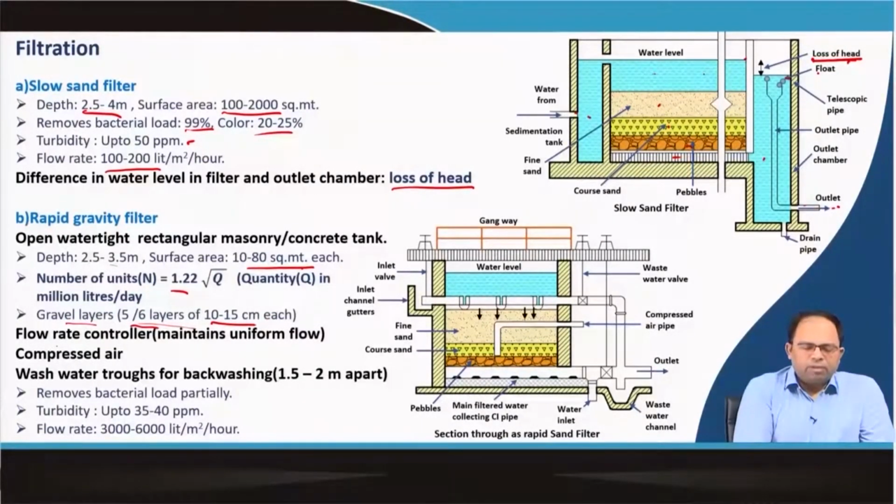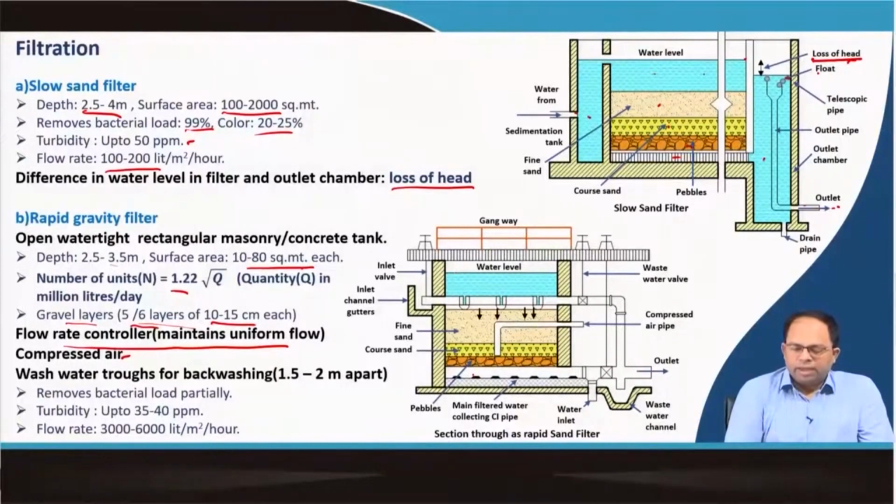And we have a flow rate controller which maintains uniform flow, and compressed air is also used. Compressed air is particularly used when we want to clean the filter when it is clogged. We pass compressed air, and that helps in loosening the pores of these particles. And then by backwashing, that means we send water in the opposite direction, that cleans up the pores, and the water is collected in troughs at the top.